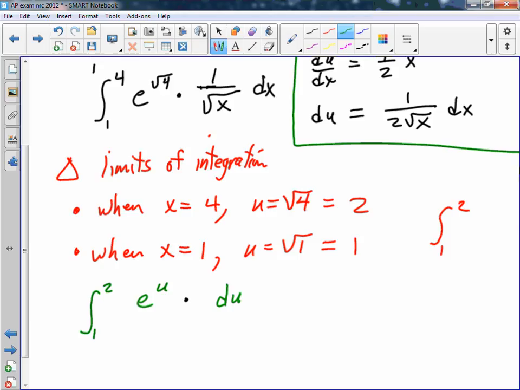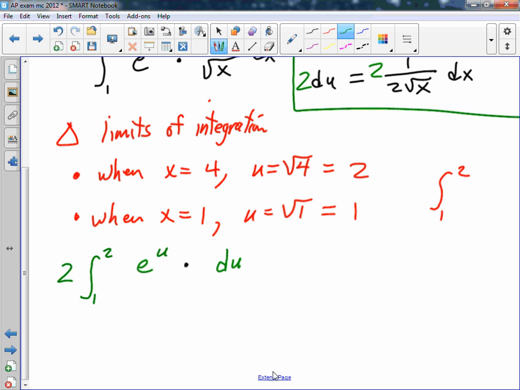Outside 2. Right. Because when I go 2 times du, I get 2 times this, which is 1, which is beautiful. We're trying to get this anyway. So all I have to do is throw a 2 out here, and I've got e to the u du. Beautiful. All of a sudden this whole mess up here is really pretty easy to do. And so then that's all they're asking for.